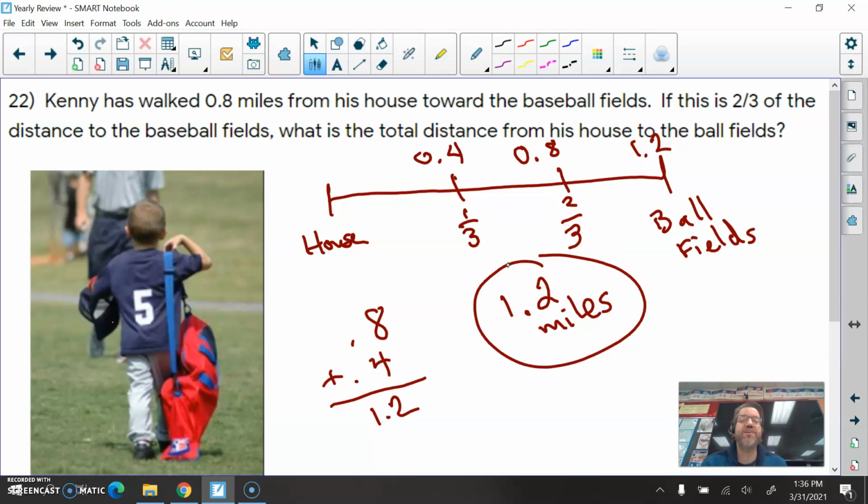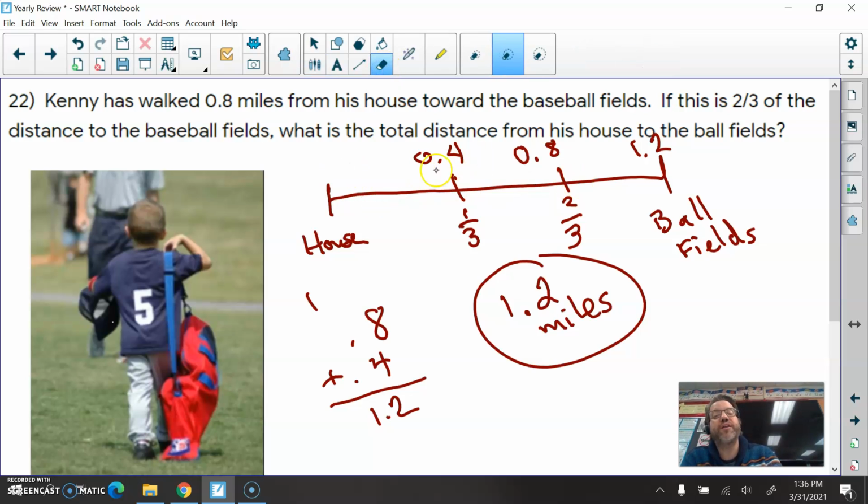I think that's the easiest way to do a problem like this. Oh, and by the way, 4 plus 8 is 12. You carry the 1 over here, and that's why that's to the left of the decimal point. You have more than 1 mile then total. So it's 1.2 miles is the total distance from his house to the ball fields. That, I believe, is the easiest way to solve this problem, by just making a little drawing like this.